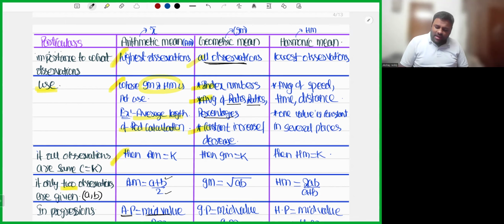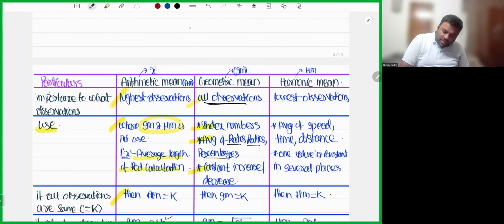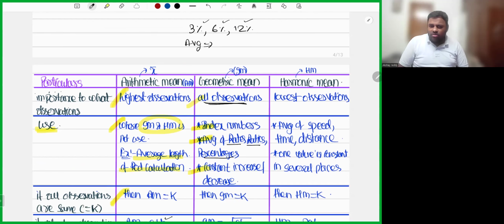Once he asked in the examination, he gave 3%, 6%, and 12%. He asked you to calculate the average. See here, percentages are given. When percentages are given, you can't use arithmetic mean. You have to use geometric mean. So you will do cube root of 3 into 6 into 12.